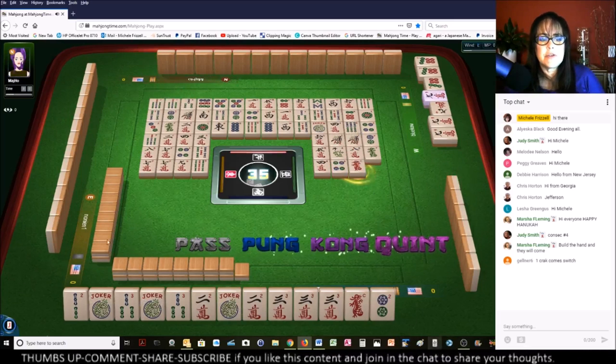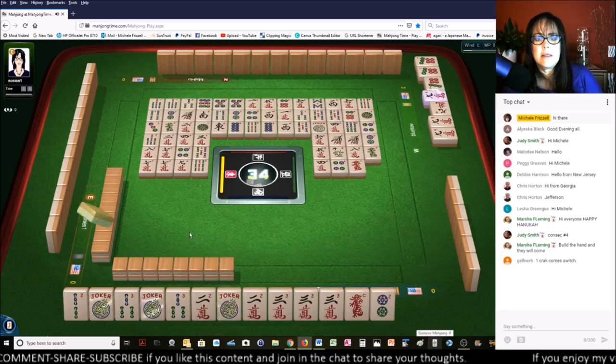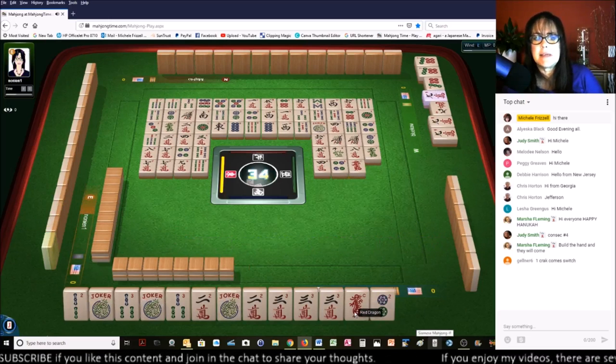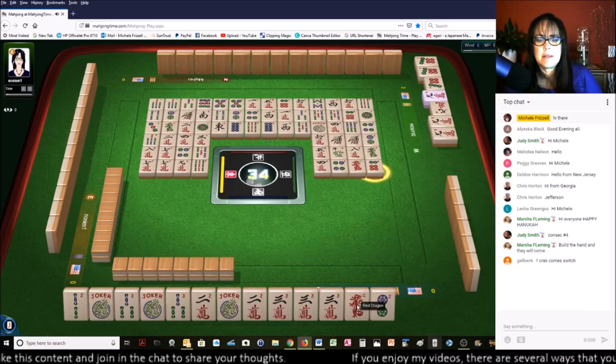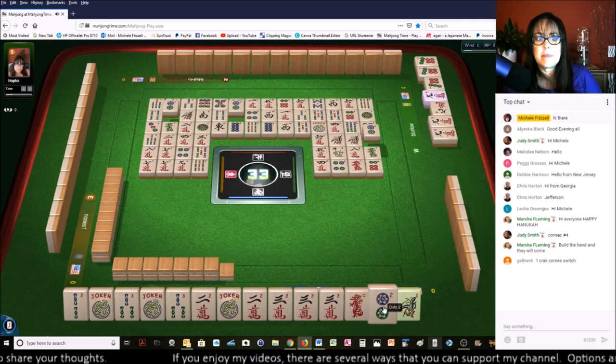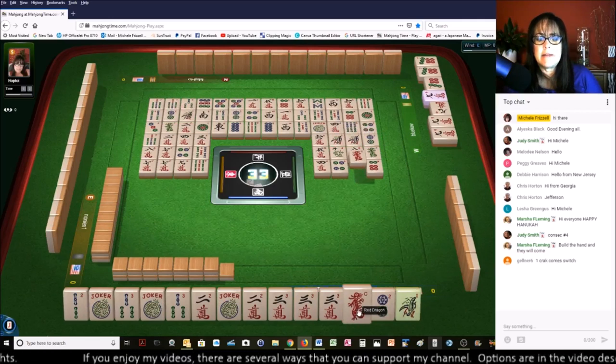Okay, there's a red. First one out. Let's see. Nope, nobody wants it. That should be safe then. 6 dots. Uh-oh, there it comes. Here it comes. Oh, they weren't ready. Let's get rid of the red.